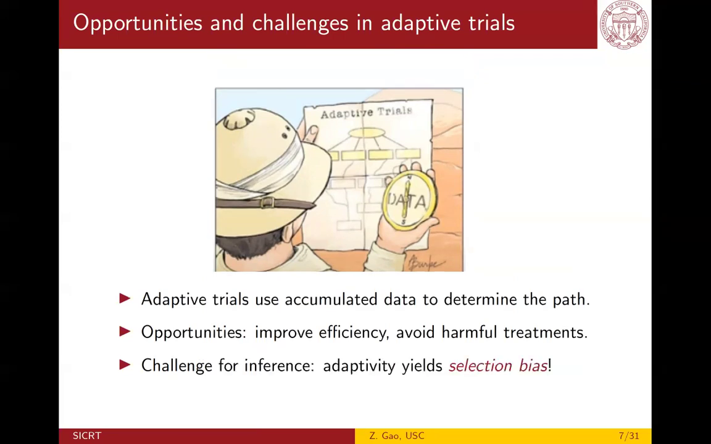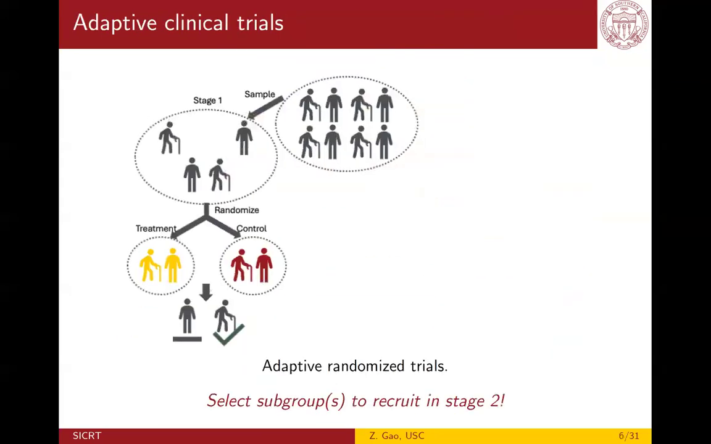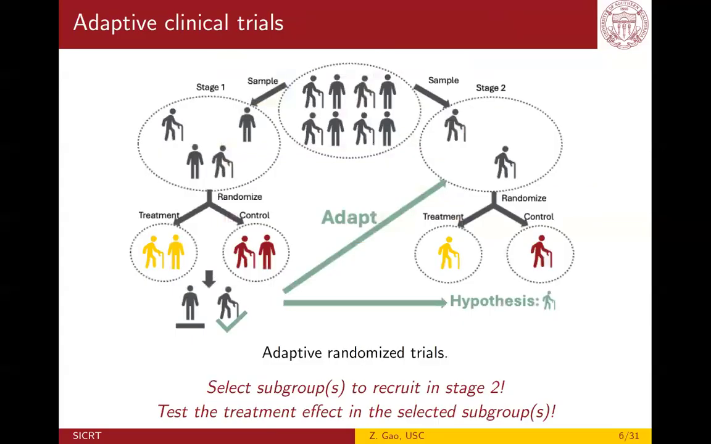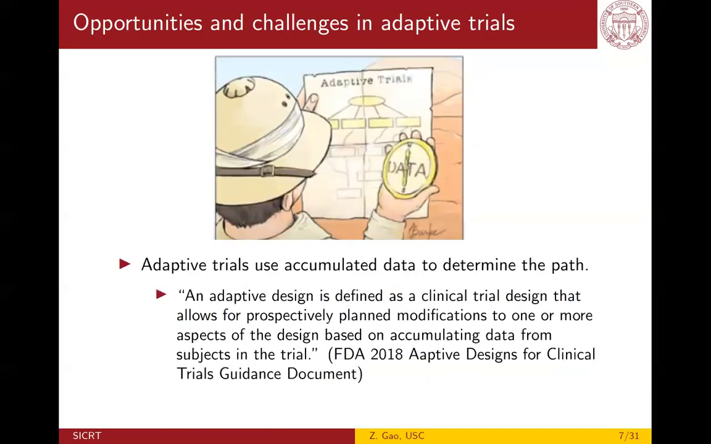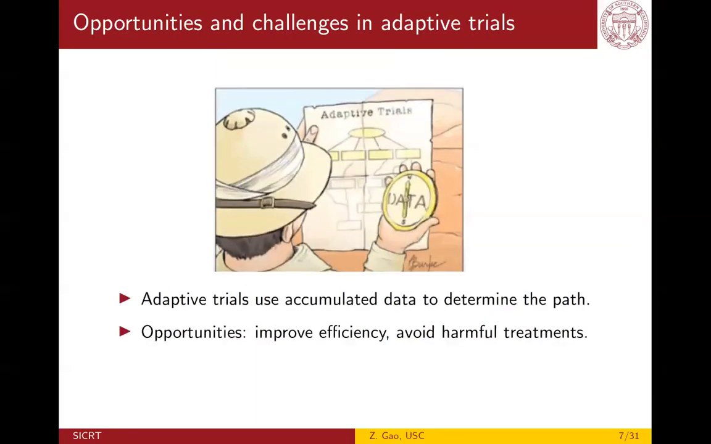Recall that in the previous slide, I showed that at the end of the first stage, we choose which subgroup we want to focus on. This is where the selection happens. And if we just ignore the selection and use everybody in the trial to do the analysis, then there could be bias. All right. So this selection bias will become more apparent as my talk goes on.